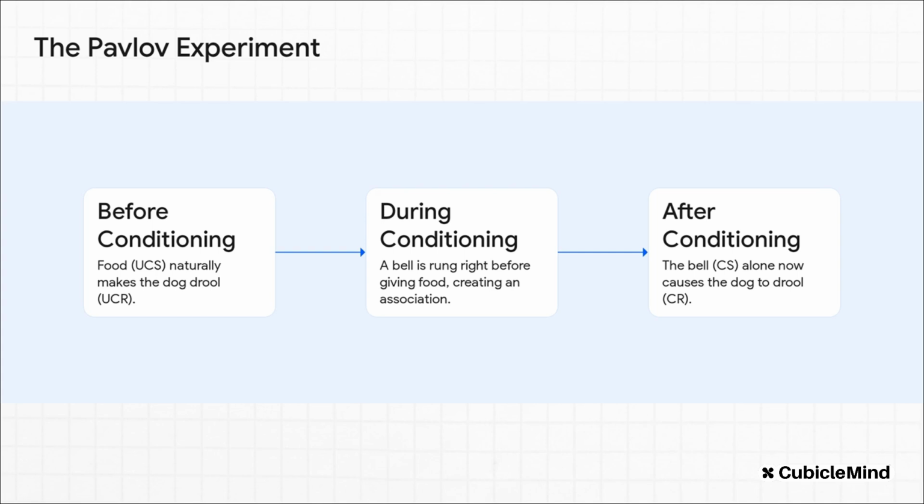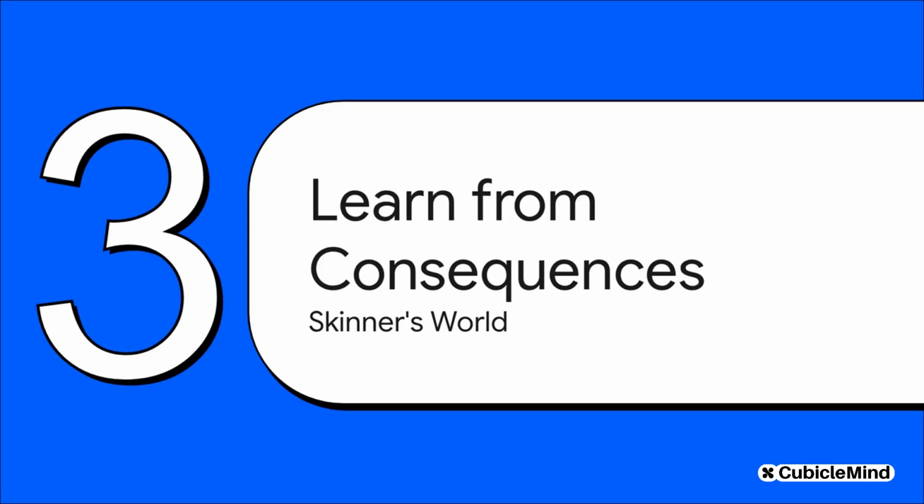And then, after a while, magic. The bell alone, which is now a conditioned stimulus, was enough to make the dog drool. And that drool is now a conditioned response. A sound that meant nothing before now meant everything. But we're not just learning by connecting two random things.